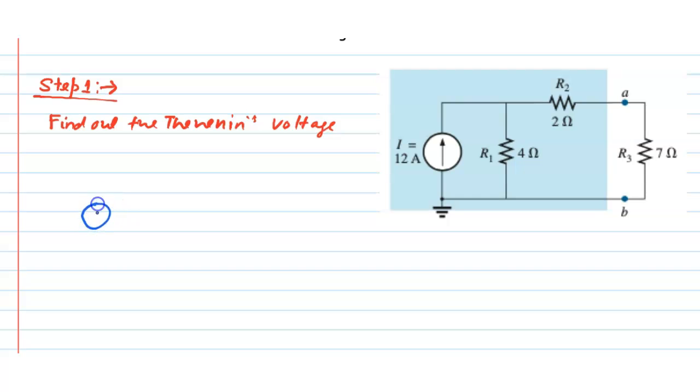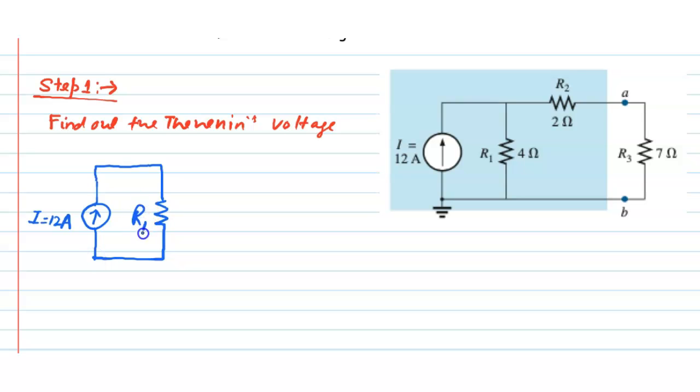So this is a current source. This question is different from the previous question. I is equal to 12 ampere. This is a constant current source, and there is a resistance connected in parallel with it, that is R1, which is 4 ohm, and there is another resistance R2, and the value of this resistance is 2 ohm. And now this terminal A is open.